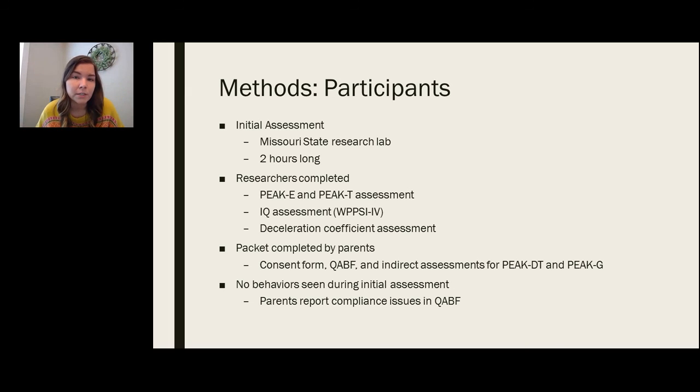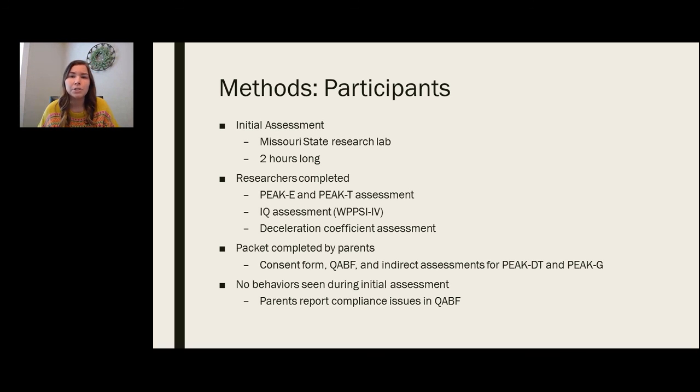During her initial assessment, which was conducted at Missouri State in the research lab, it was approximately 2 hours long, and the researchers completed the Peak E and the Peak T assessments, the IQ assessment, and the deceleration coefficient assessment. The IQ assessment we used for her was the WPPSI because she was 4 years old.